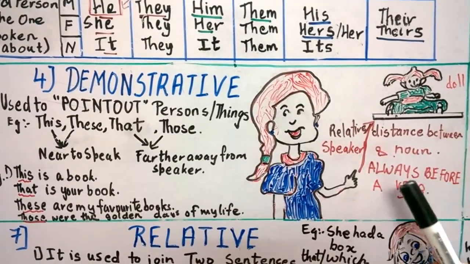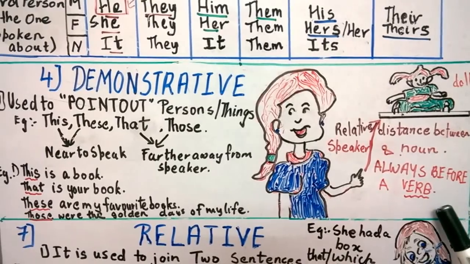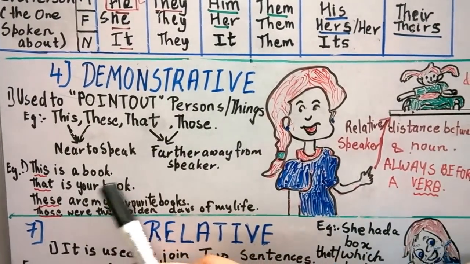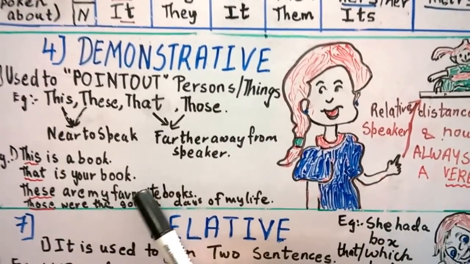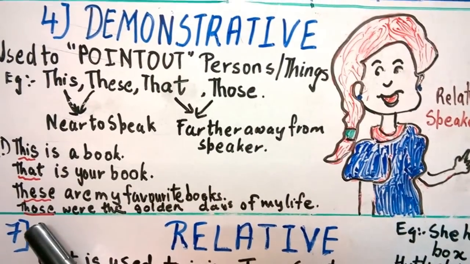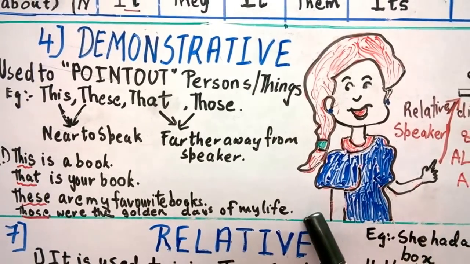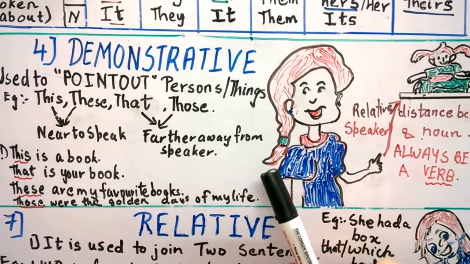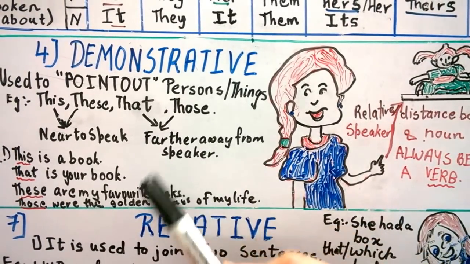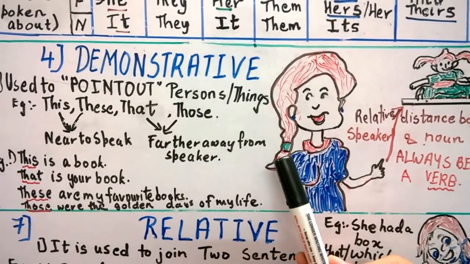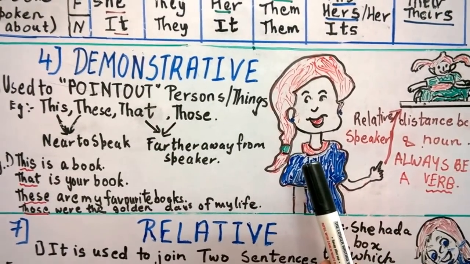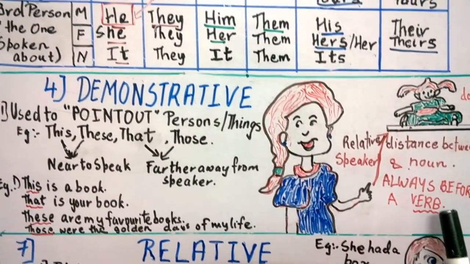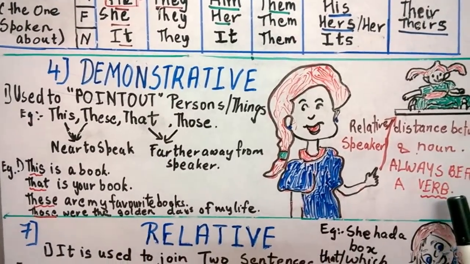And always remember that a demonstrative pronoun comes before a verb. For example, I say, this is a book. That is your book. These are my favorite books. For those, I say, those were the golden days of my life. Now, in demonstrative, suppose I say, this book is mine, then it becomes a determiner. Whenever there is a noun after it, then it becomes a determiner. Otherwise, if it is a pronoun, it is always before a verb, then it is used as a demonstrative pronoun. This is all about demonstrative pronoun.